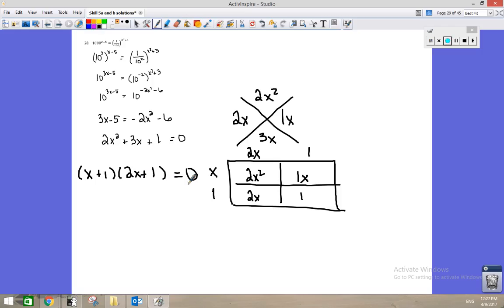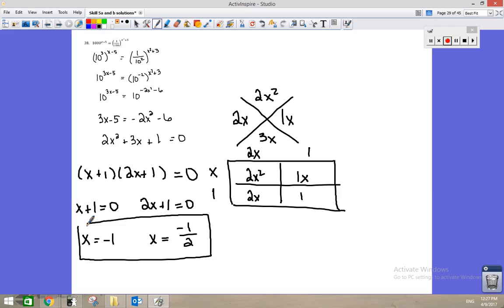This one equation splits into two equations via the zero product theorem. And so x either equals negative 1, and here in 2 steps, if you subtract 1 and divide by 2, and since these are exponential equations, I don't have to worry about extraneous solutions. If I haven't made a mistake, those are my two answers.